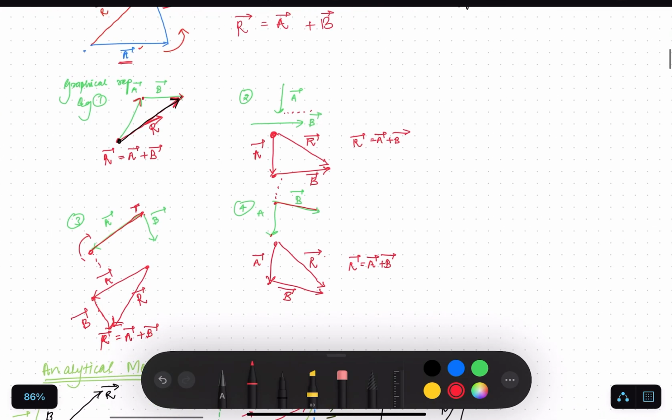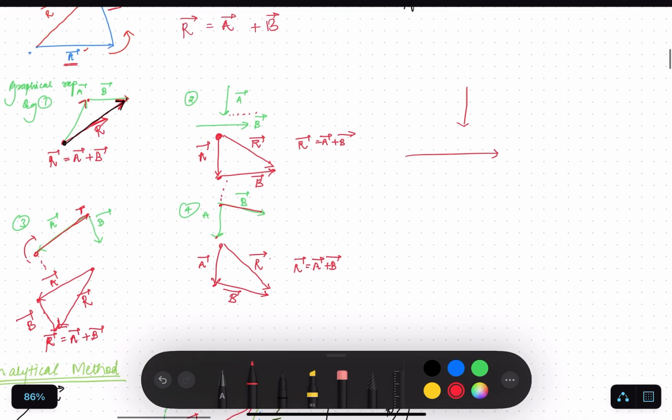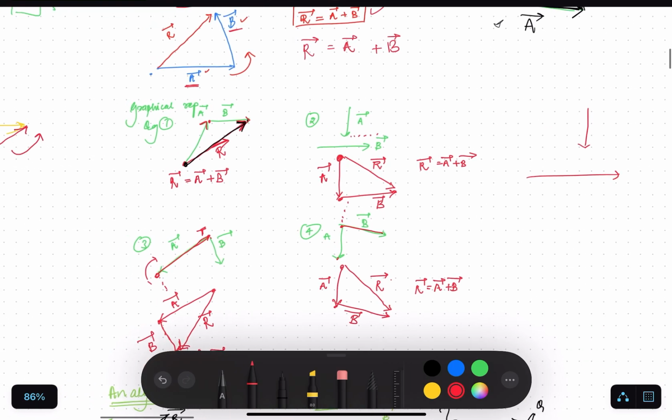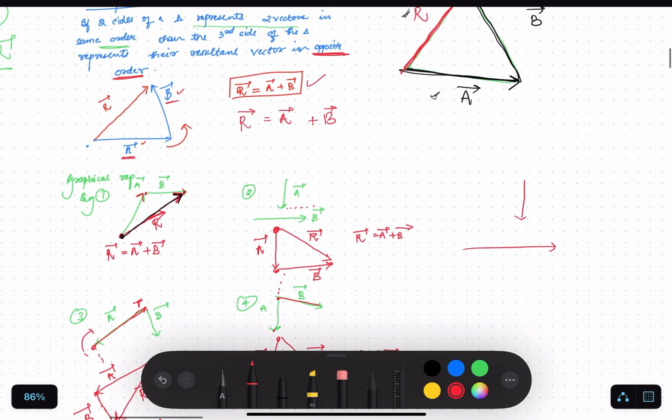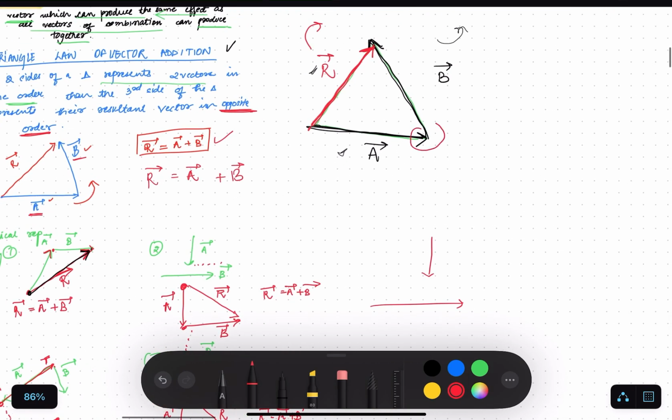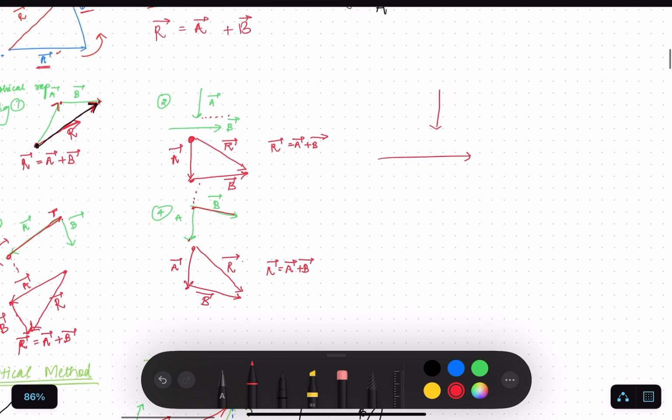Now you are given two vectors here, A vector and B vector. I have to draw the resultant. Now I said same order. How am I going to actually join these two vectors? If you notice, same order means I am joining the head of the first one to the tail of the second one. That represents the same order. This is A vector, this is B vector. I'll do it both ways for you. I'm going to join the head of B vector to the tail of A vector.